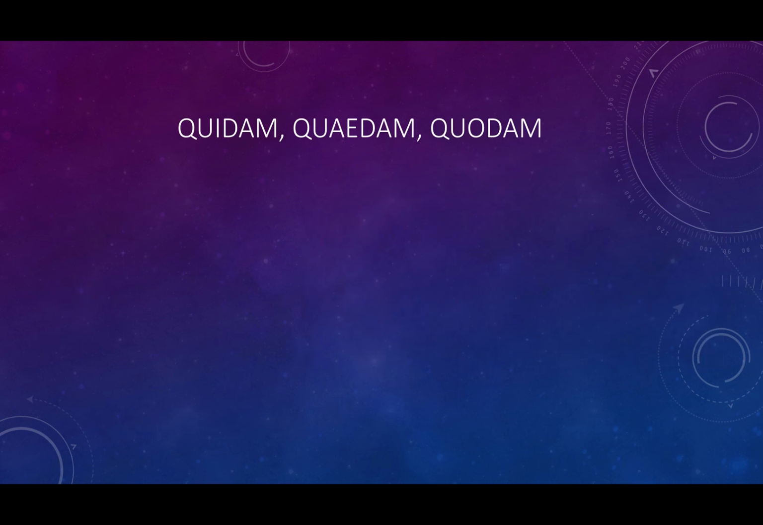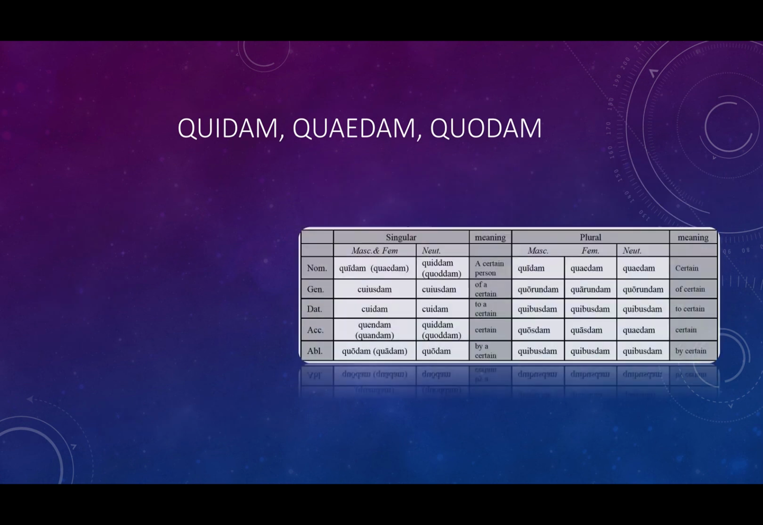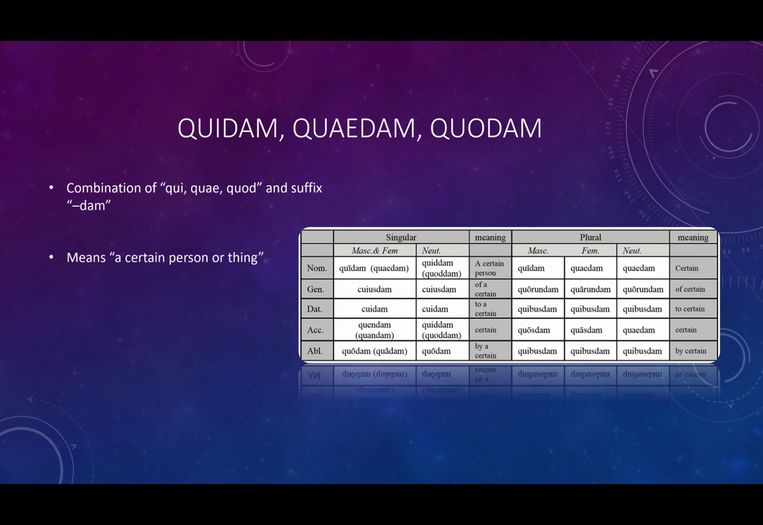All right, now we have quidam, quaedam, and quoddam. It has the qui, quae, quod sort of endings, although the nominatives have changed slightly, and then the suffix dam. Very, very simple. Qui, quae, quod with the suffix dam. It means a certain person or thing. So here's our example. Si quidam hoc fecerit errabit. If someone, meaning a certain person, does this, he will err.